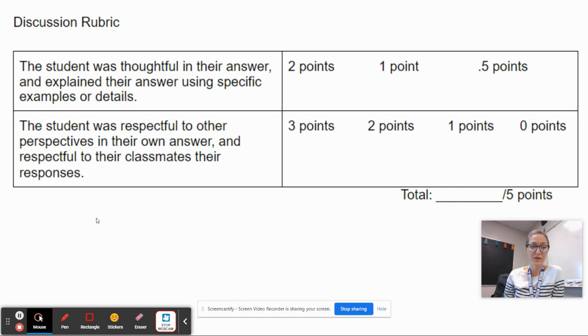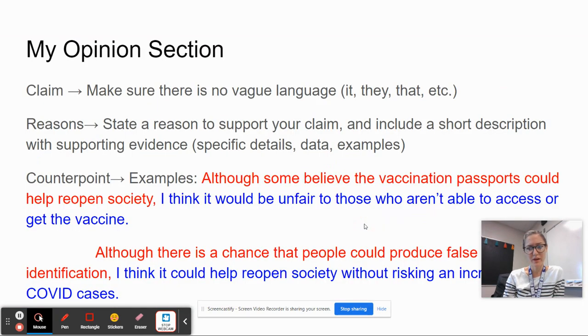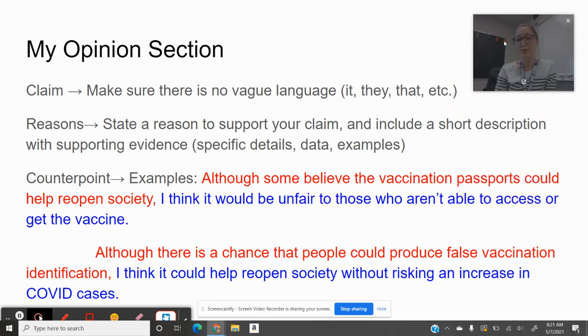I'm also going to be looking for being respectful to other perspectives in your own answer. And if you do choose to comment on somebody else's post, being respectful to them as well. That respectful piece is a huge goal in this class. That's why it's worth a little bit more points than the explaining your answer piece. So as long as you do that, you get 5 easy peasy points. And we'll do that every Friday, and those points can really, really add up to help your grade.